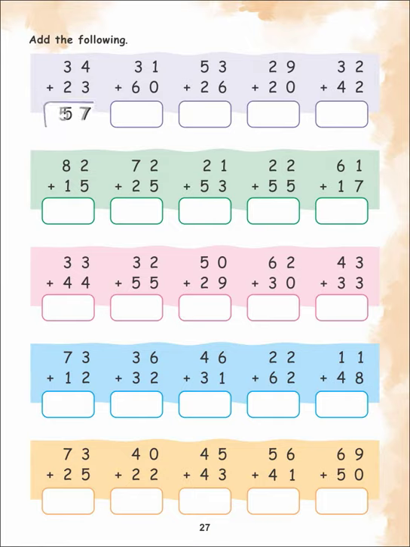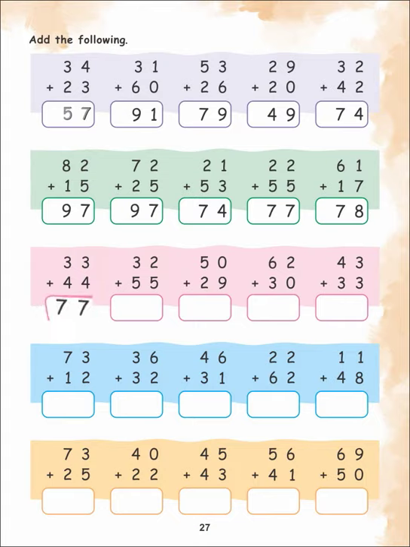34 plus 23, 57. 31 plus 60, 91. 53 plus 26, 79. 29 plus 20, 49. 32 plus 42, 74. 82 plus 15, 97. 72 plus 25, 97. 21 plus 53, 74. 22 plus 55, 77. 61 plus 17, 78.